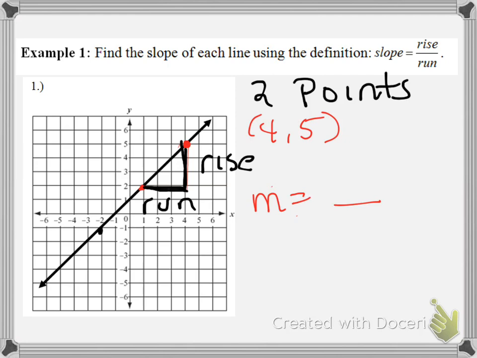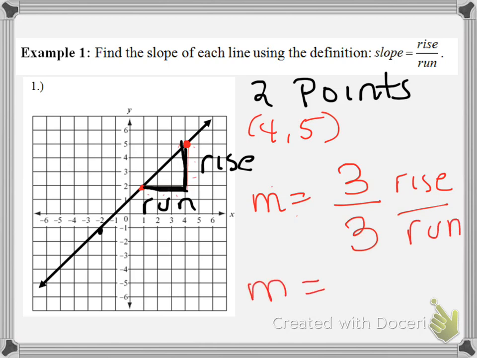Let's count the boxes. 1, 2, 3. So we have 3 as the numerator, because it's the rise. So the run, what do we have? 1, 2, 3 again. So 3 over 3. So of course, it's a ratio. And of course, it's a fraction. So it makes sense if we can simplify it. Why not? 3 divided by 3, it's just 1.